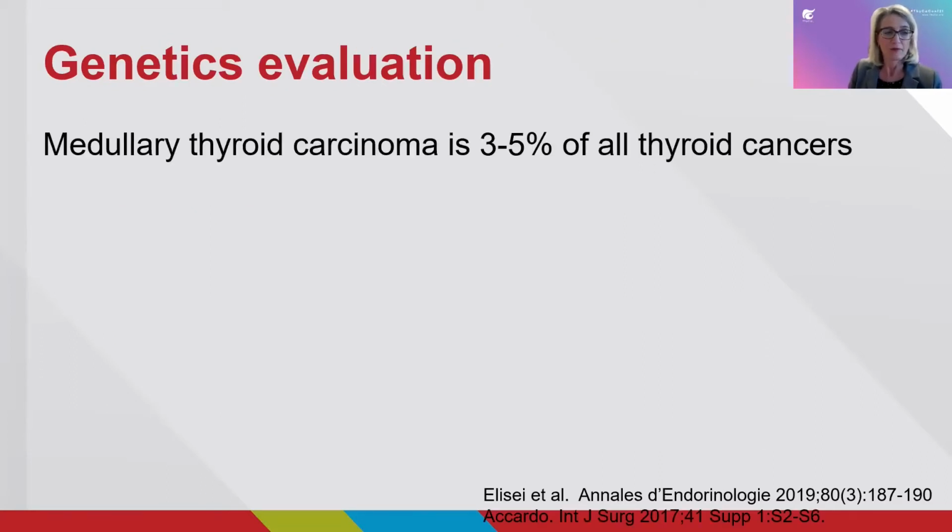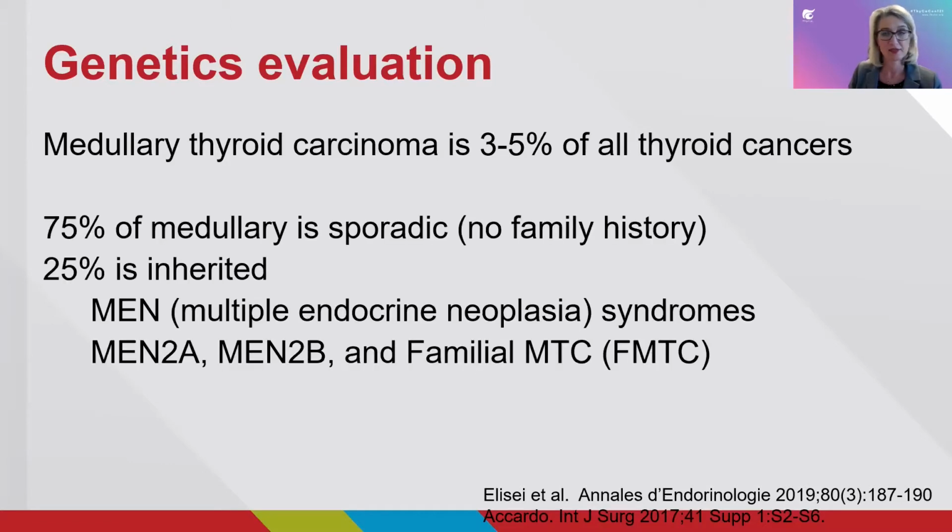Now, medullary thyroid carcinoma is only about 3 to 5% of all thyroid cancers. So when you're looking at all thyroid cancers, it's not the most common. 75% of medullaries are sporadic, meaning there was no family history. They just happened without a known gene mutation. But a quarter of them are inherited. And they can be part of these multiple endocrine neoplasia syndromes.